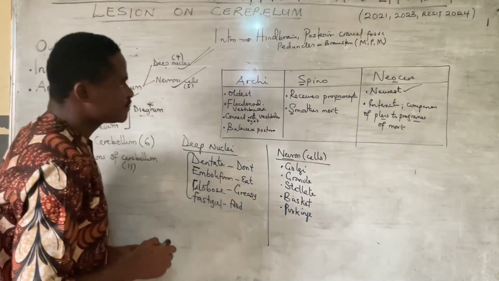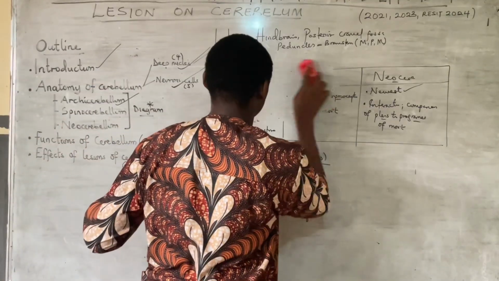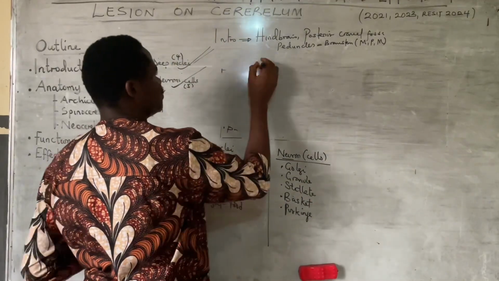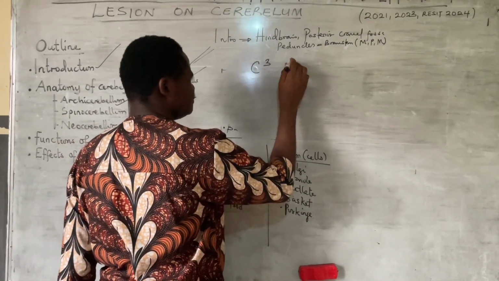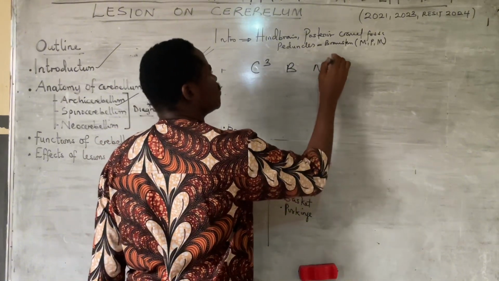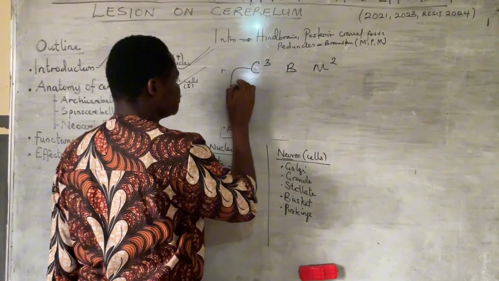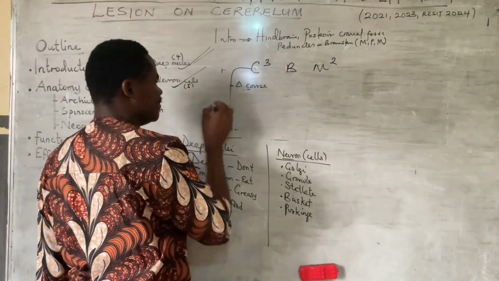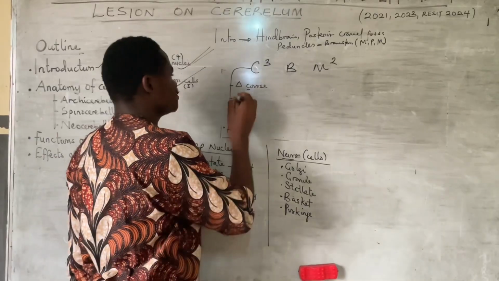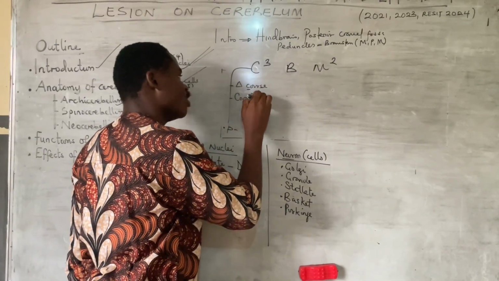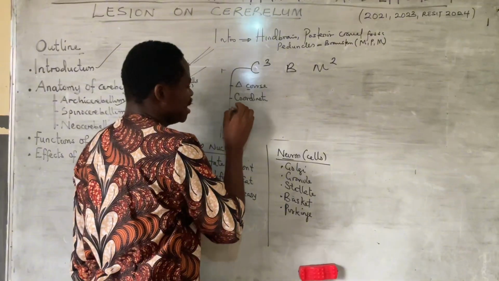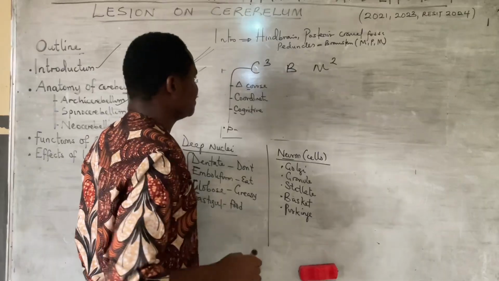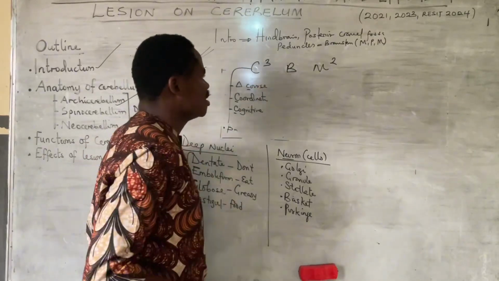Now for functions, how do I remember the functions of the cerebellum? I remember them using 3 C's, B, and M squared. The 3 C's mean that it helps to change the course of movement. Number 2, it also helps with coordination. Number 3, it has a cognitive function. So you put this in segments: cognitive, coordination, and changing course.